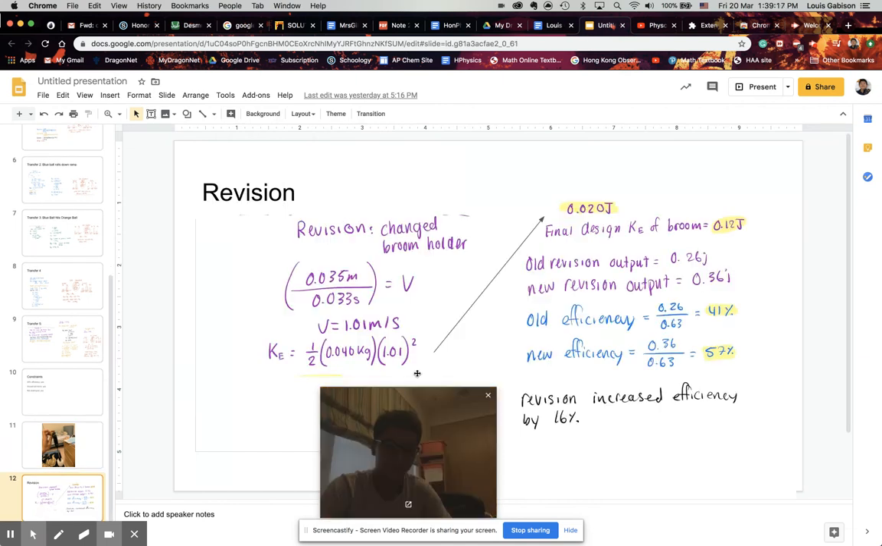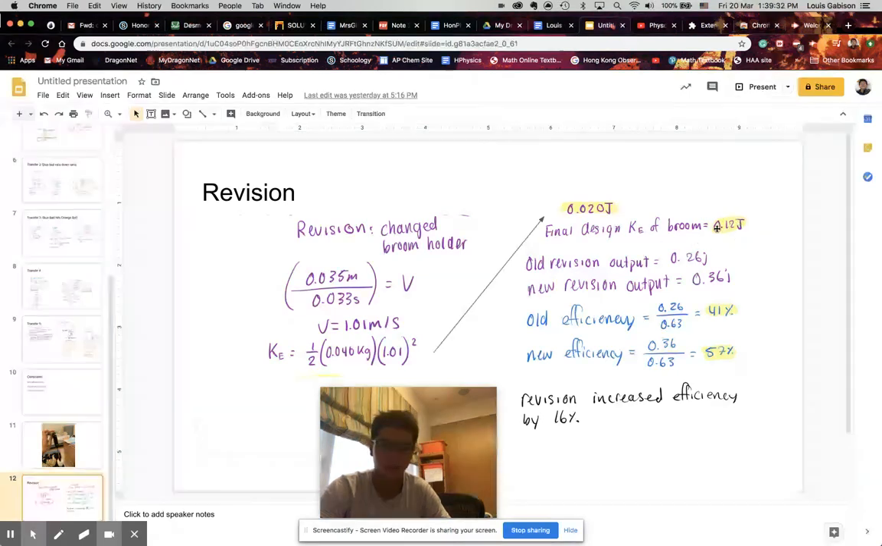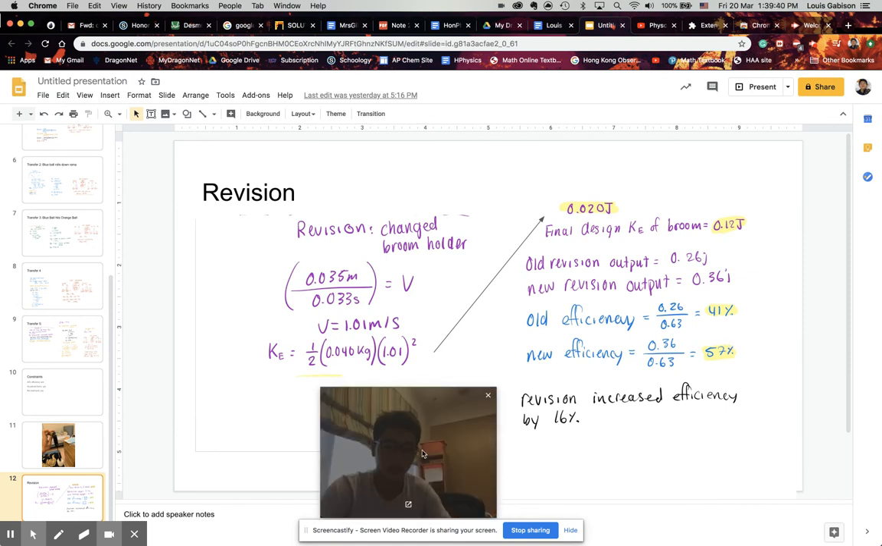So the calculations to prove that: when I used the original one, I had a kinetic energy of 0.02 joules, but when I used the pencil, which fit better, there was 0.12 joules. So that's like 5 times bigger. So the old efficiency was 41%, new efficiency was 57%. So as you can see, there was a clear increase in efficiency due to my revision. So this increased efficiency by 16%.